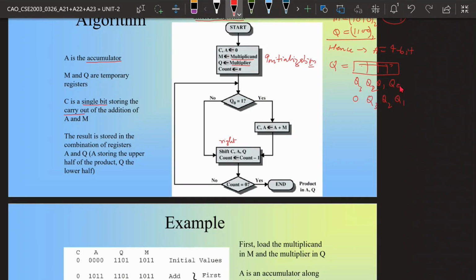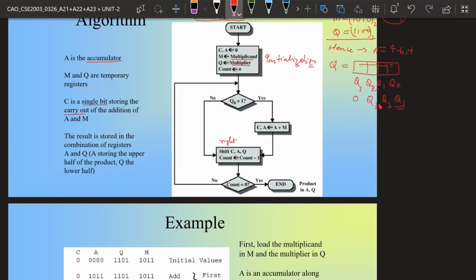So now Q0 we have used, we have multiplied once. Now we should be checking the new Q0 location. Either it is 0 or 1. Based on that, we select. If it is 1, we proceed this way. If it is not 1, we just proceed to shifting. And then we check again what the count value is. If it is not 0, we move again and check the location of Q0 again.